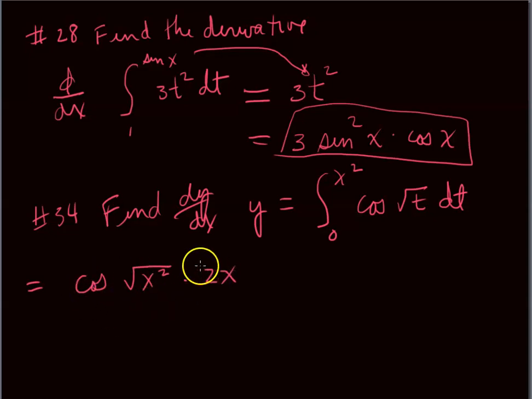Now, you can write this a little different too, I think. Cosine of the square root of x squared is really the absolute value of x. You can do that also. Put the 2x out front. Maybe it looks a little nicer. I don't know.